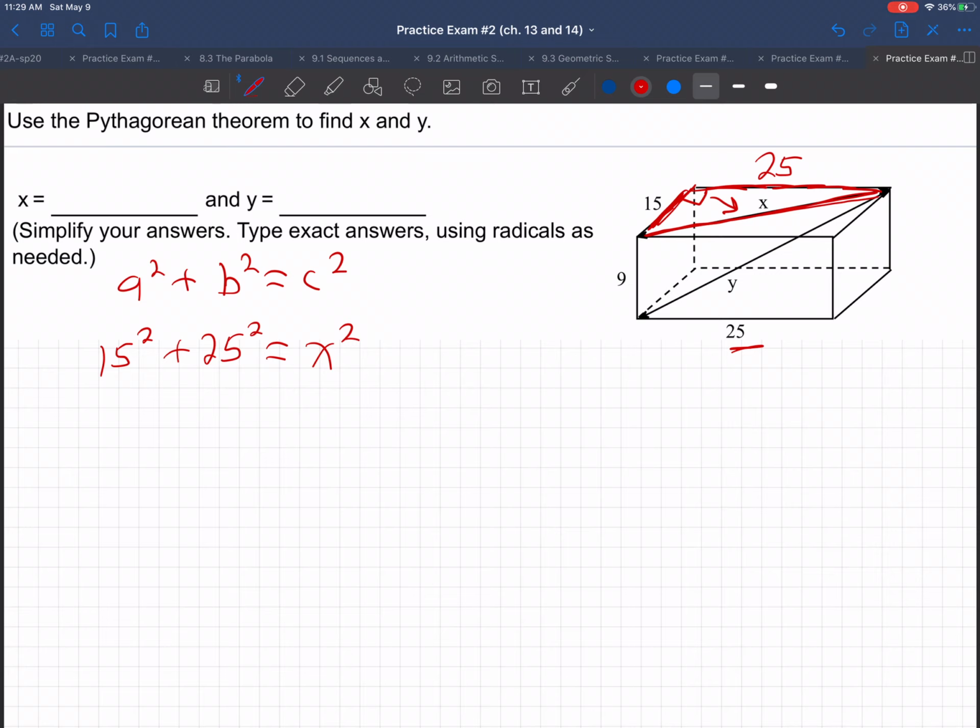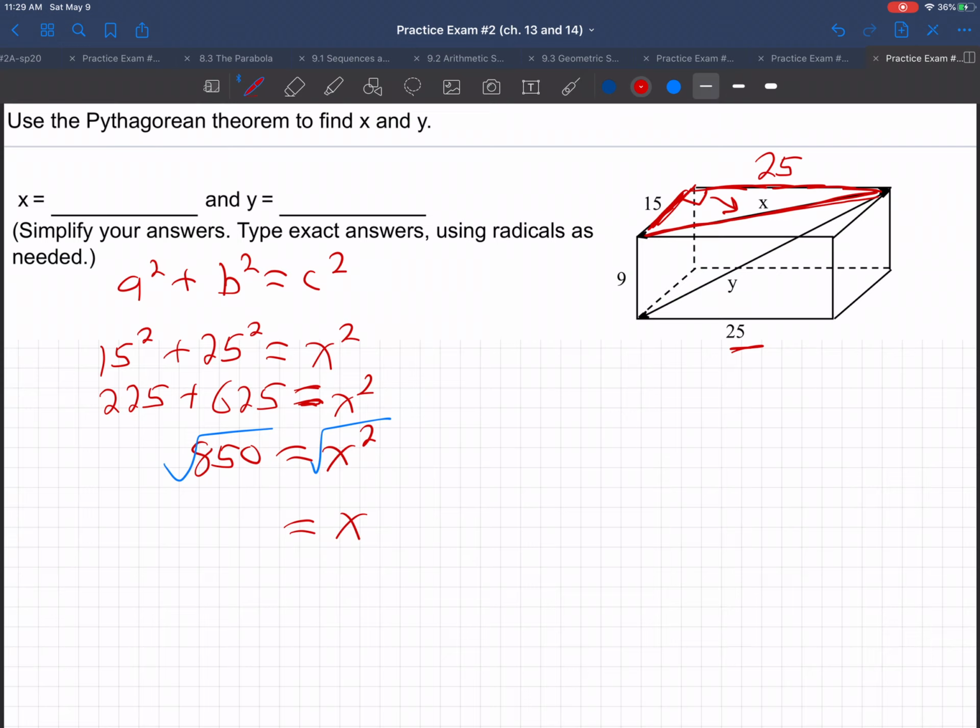And I'm getting 225 plus 625 is x squared. Add those up. And we're getting 850 is x squared. So now we got to take the square root of both sides.